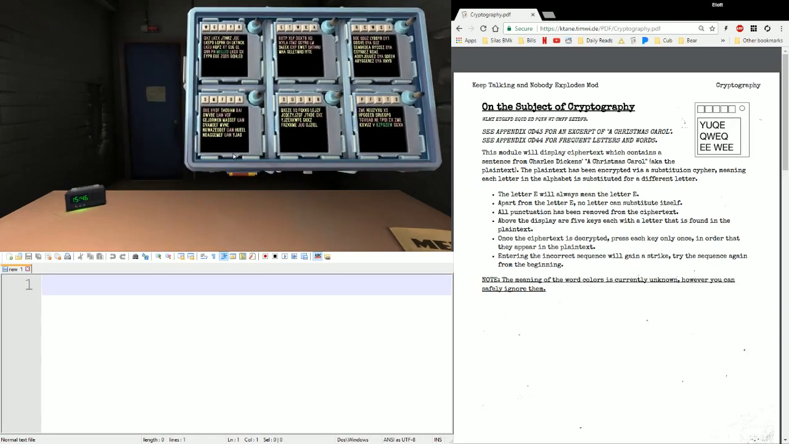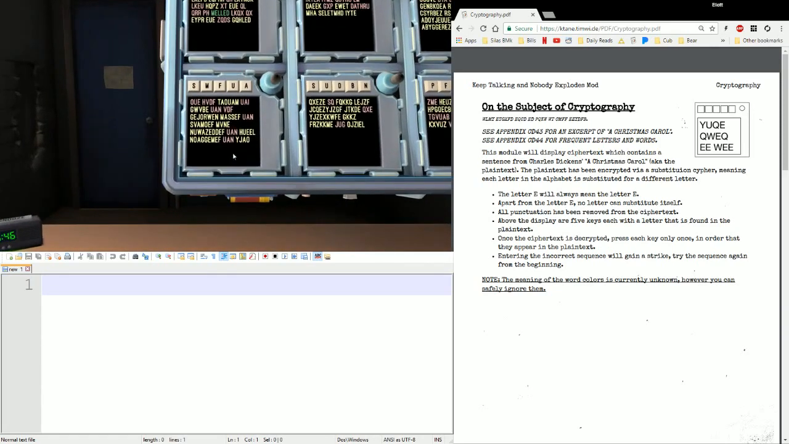Does not require edge work, so we won't need to worry about that. And as far as the defuser sees, this is a ginormous cryptogram. If you don't know what a cryptogram is, that is simply a sentence, statement, paragraph, what have you, where every occurrence of one letter is substituted for another letter. And that's what these are.